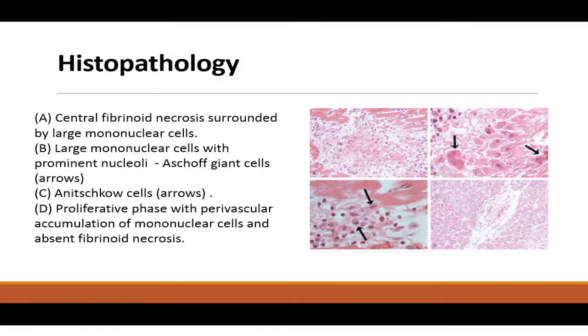The same about picture B, where we see Aschoff giant cells, and in picture C, we see the same Anichkov cells or caterpillar cells. So these are the morphological features of rheumatic fever.